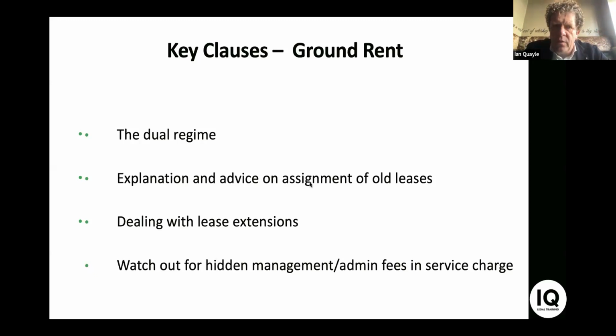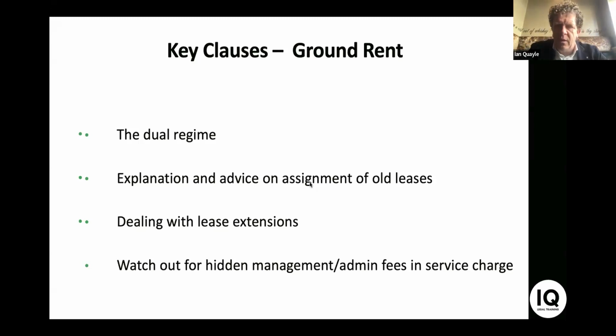Another point with regard to ground rent are the issues associated with lease extensions. The position seems to be that if you're extending a lease, you can have a monetary ground rent for what was the remainder of the existing term, but where there is any new term duration, that has to have a peppercorn ground rent or a non-monetary ground rent.